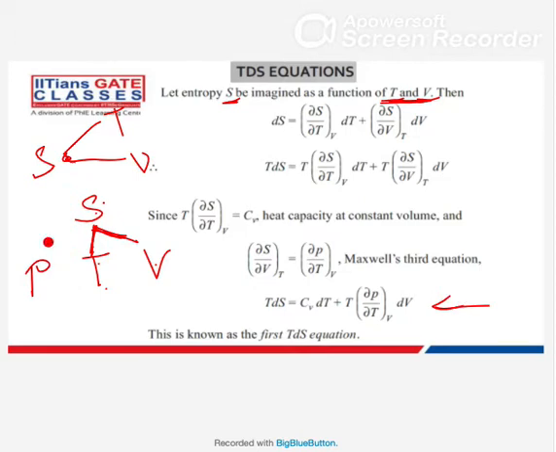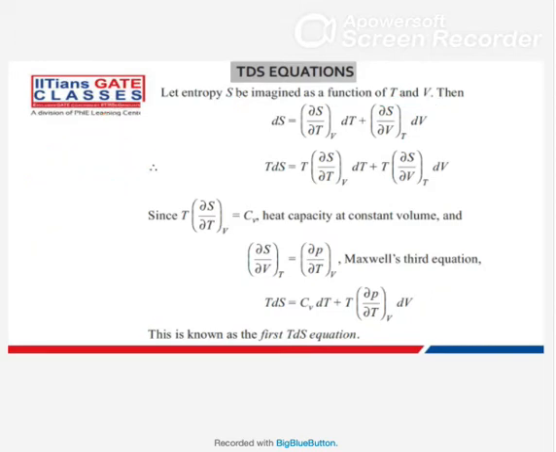Next, you can take S as a function of pressure and temperature. Then we'll get another TdS equation. Then you can take entropy as a function of pressure and volume, and you will get the third TdS equation. So you will get three TdS equations like this. Let's derive this one. First we are considering entropy as a function of temperature and volume.